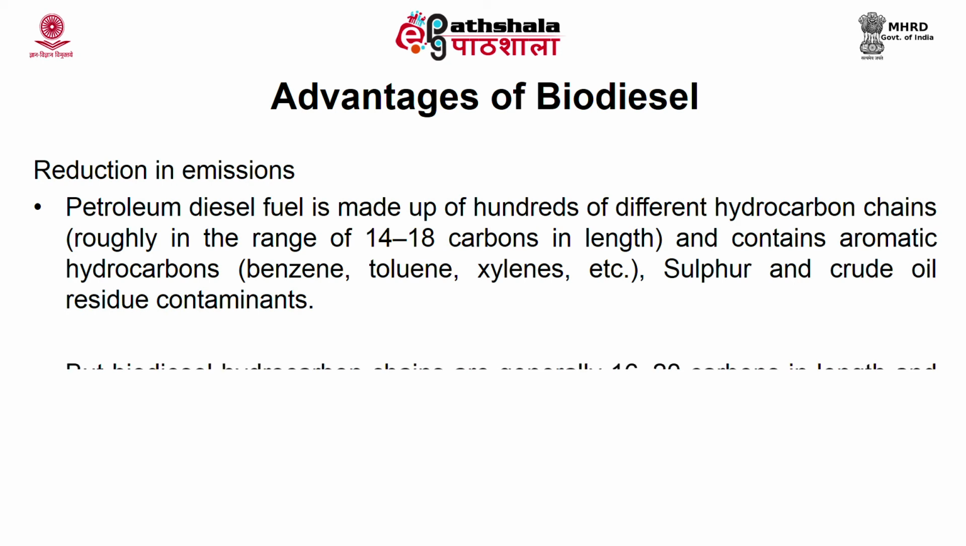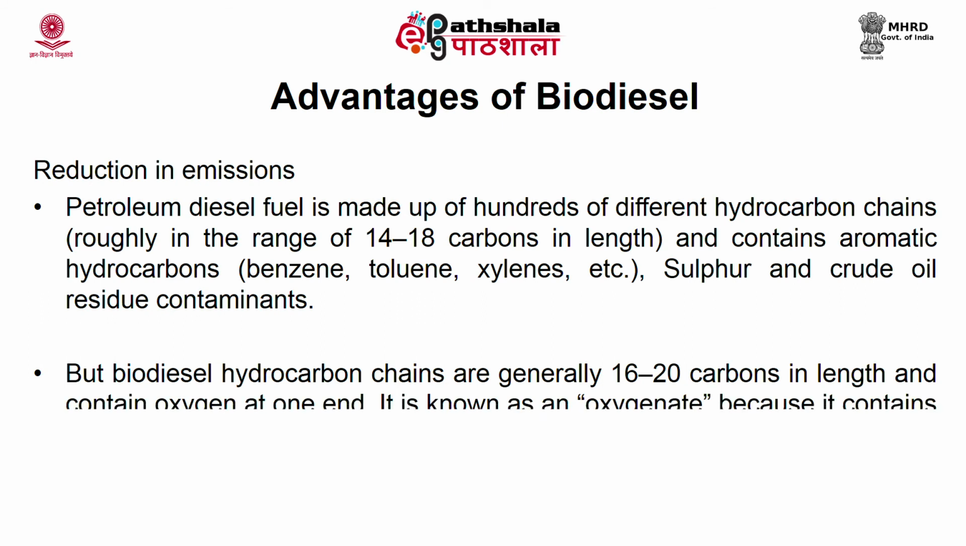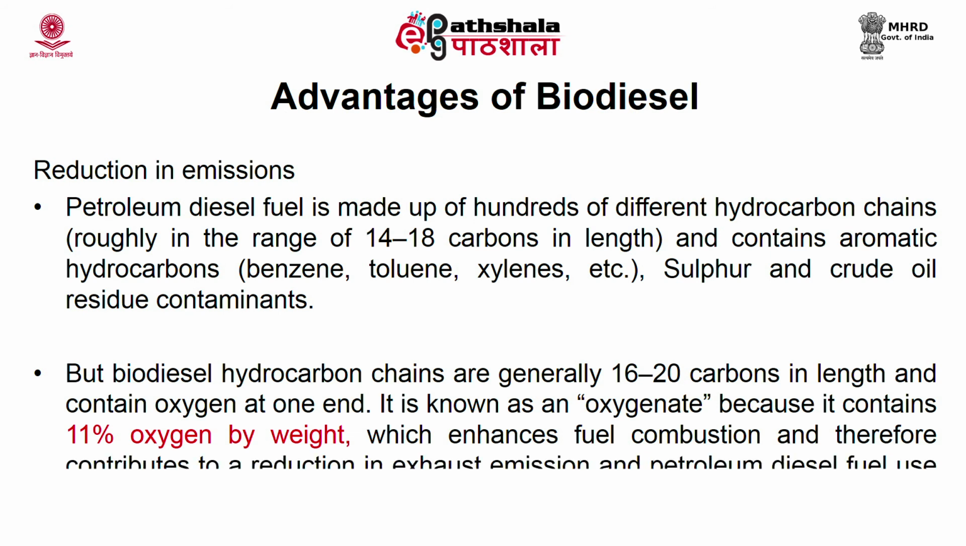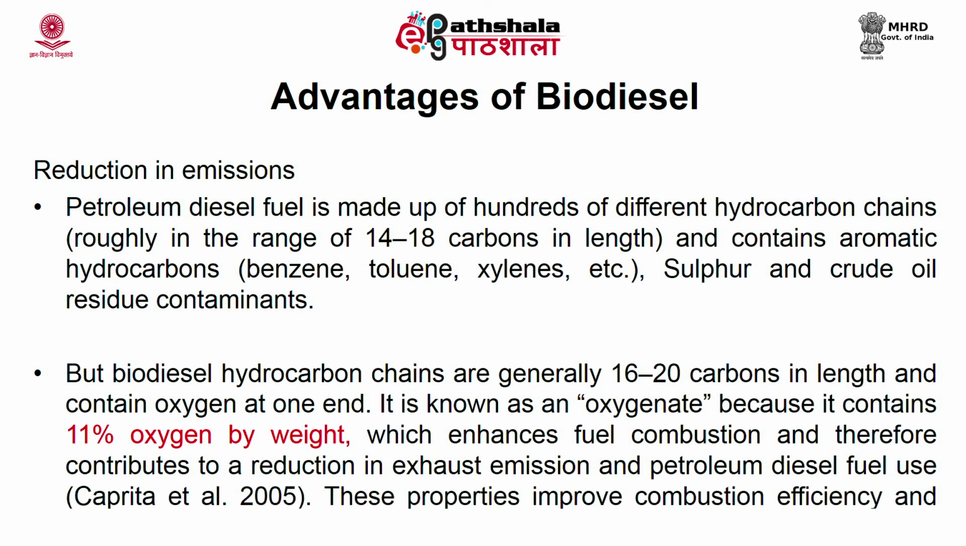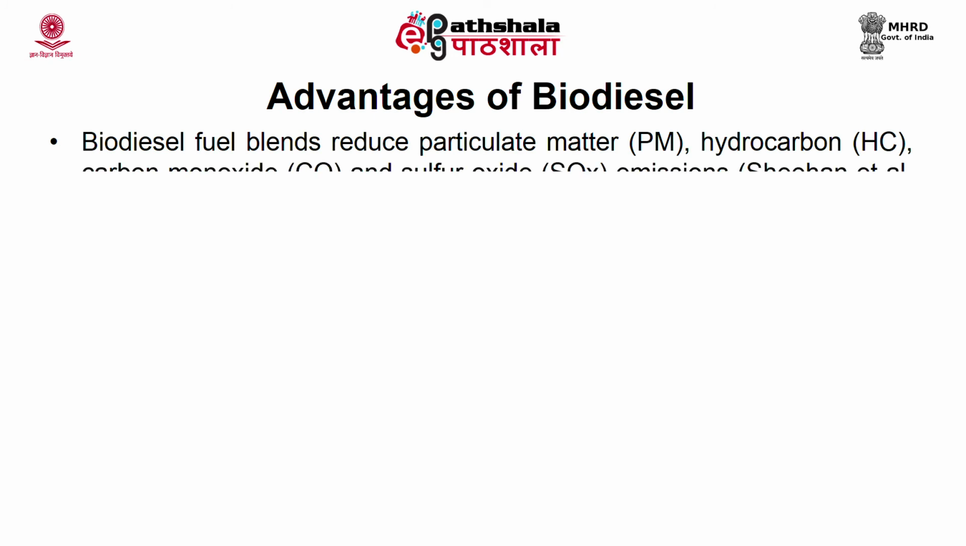But biodiesel hydrocarbon chains are generally 16 to 20 carbons in length and contain oxygen at one end, around 11% oxygen, which enhances fuel combustion and therefore contributes to reduction in the exhaust emission and also the petroleum diesel fuel usage. So, it reduces the particulate matter, and it reduces the sulfur dioxide emissions. These properties improve combustion efficiency and emission profile.